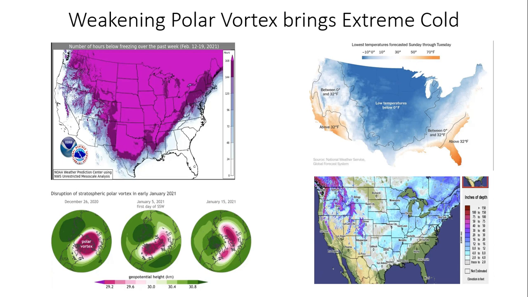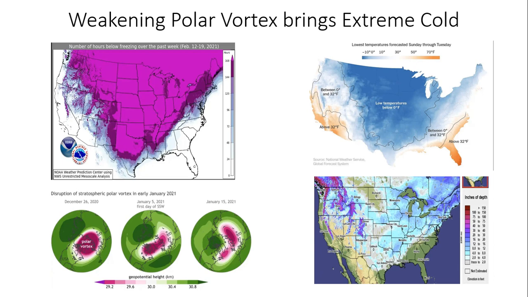The graphic on the upper right shows the lowest temperatures that were forecasted for a Sunday through Tuesday period during that time period. Low temperatures below zero all the way down to the Texas Gulf Coast. Just unbelievable how cold the air was with that particular polar vortex weakening and coming off, getting displaced off the poles. The bottom left shows that disruption of the polar vortex in early January 2021.